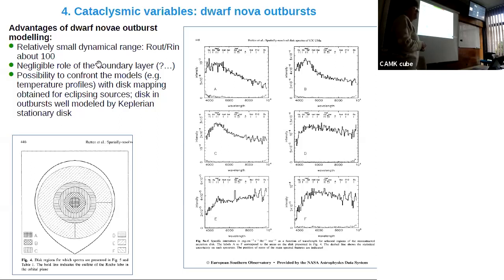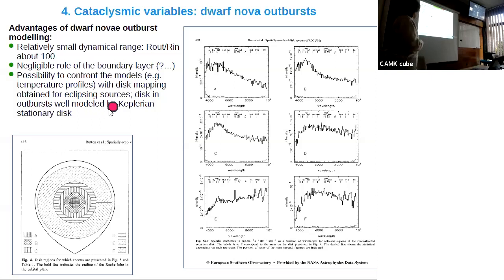Then there is the boundary layer. In most cases, it seems this boundary layer is optically thin and actually emits in X-rays. So if you concentrate on optical emission, you can say, oh well, there is no boundary layer. On the other hand, those X-rays do irradiate the disk. So sometimes it is included, sometimes not.